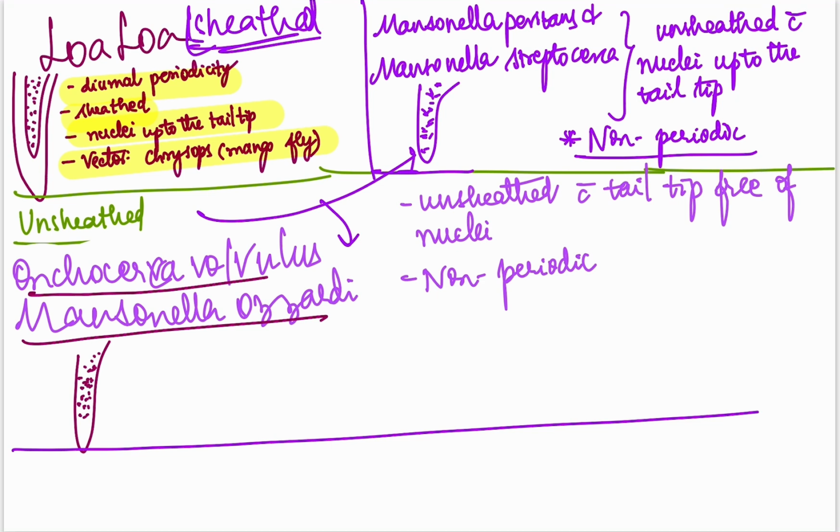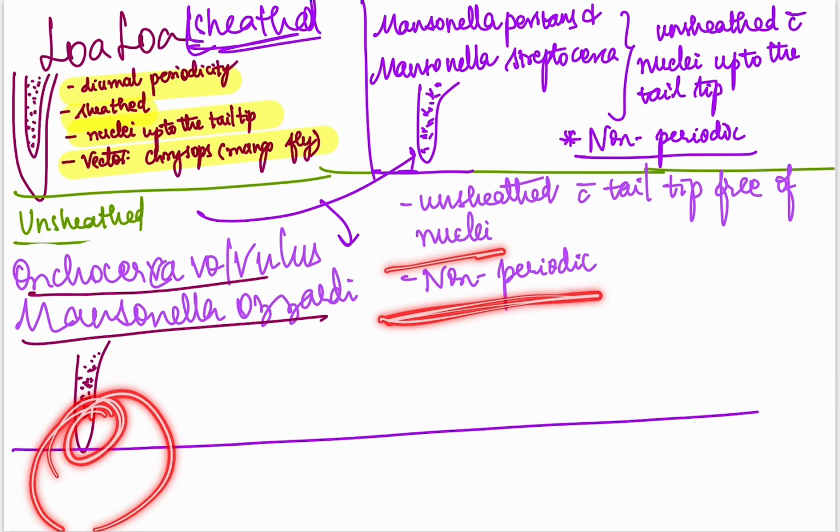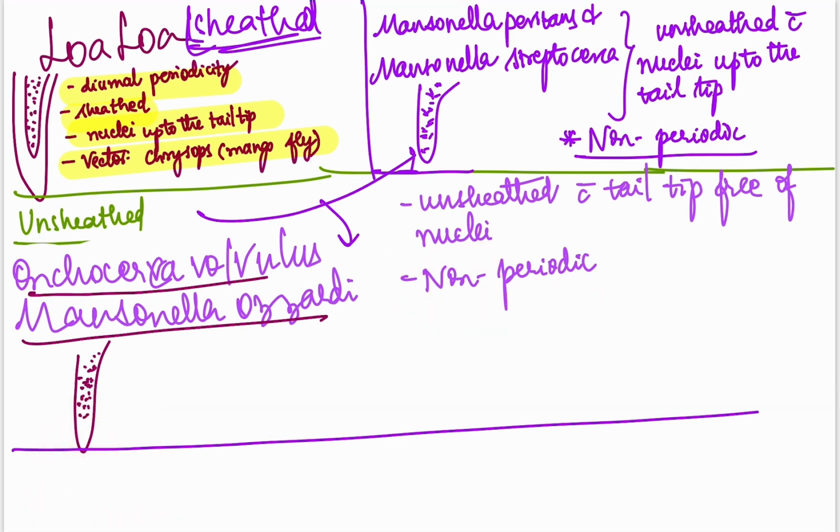Now let's learn about Onchocerca volvulus and Mansonella ozzardi. They both are unsheathed, with the tail tip free of nuclei. The tail tip is totally free of nuclei, and again it is non-periodic. So unsheathed organisms are non-periodic.